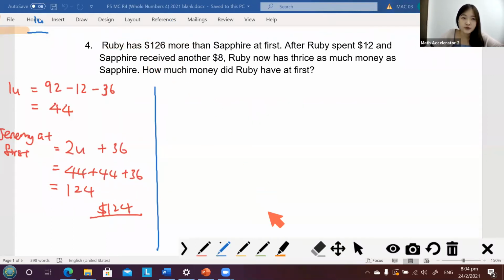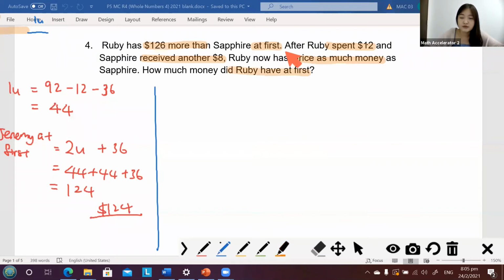Okay, question 4. Ruby has $126 more than Sapphire at first. After Ruby spent $12 and Sapphire received another $8, Ruby now has thrice as much money as Sapphire. Take note, this is a little bit different. It is no longer twice, but now it's thrice. How much money did Ruby have at first?